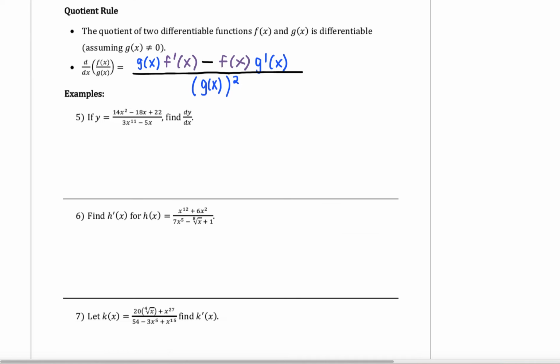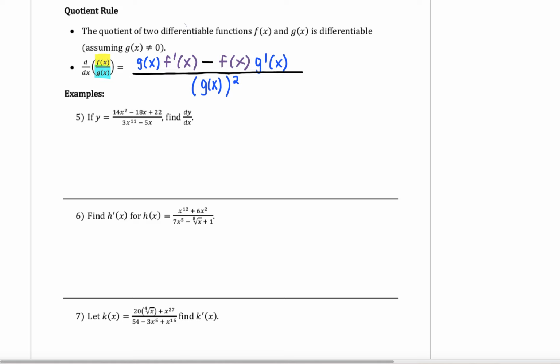Okay, our second rule that we're going to talk about in this video has to do with what happens when I now have a quotient of functions. So we dealt with when I have a product of functions, but now we're going to see what happens if I have a quotient of two functions. So here, this time, we have our derivative of f of x in our numerator over g of x is going to be our denominator function.